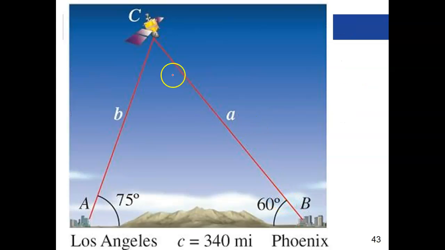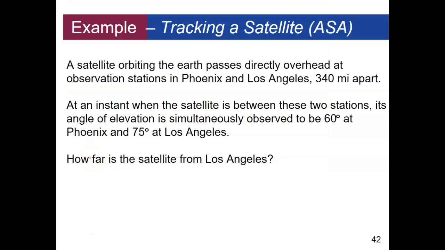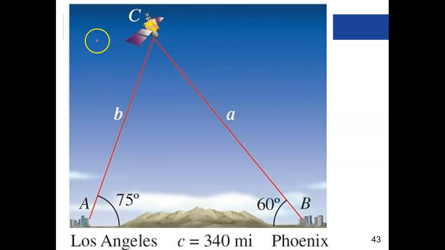Okay, so if we're looking at this situation here, here's our satellite. We've got Los Angeles and Phoenix, and we've got these two angles of elevation. So the question was, how far is the satellite from Los Angeles? So that means we need to find this B here. So we have angle A is 75 degrees, angle B is 60 degrees, and we don't know angle C. Side A, we don't know. Side B, we don't know. And side C is 340.